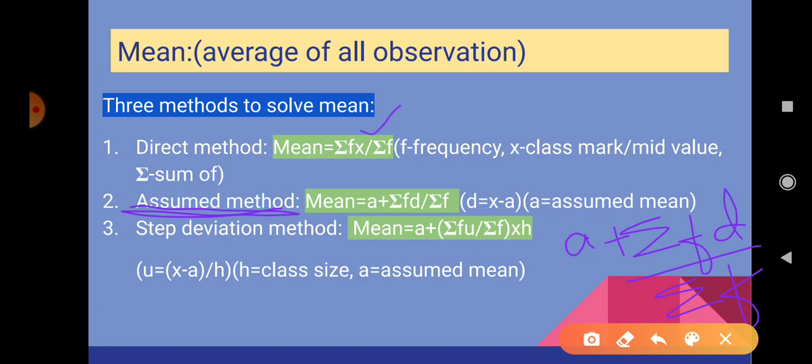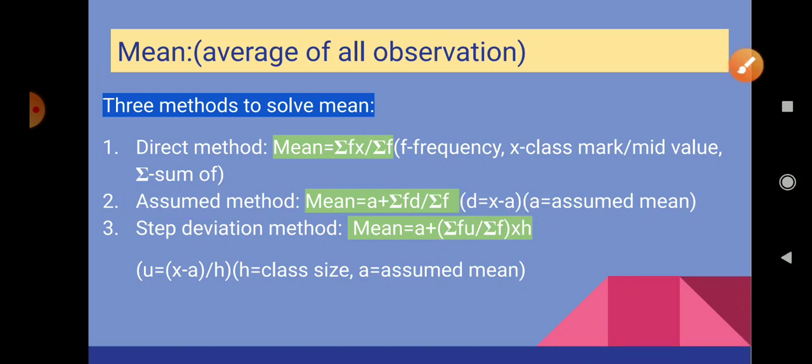First, you get the value of x. x is nothing but the mid value. When you multiply it by f, you get sigma fx. But here they have given d. d is nothing but x minus a. x is the mid value, and a is the assumed mean. Here we consider one mean and subtract it from the mid value to get d. If we multiply frequency with d, we get fd. If we add all the fd's, we get sigma fd divided by sigma f. While solving the problem, you are going to understand.